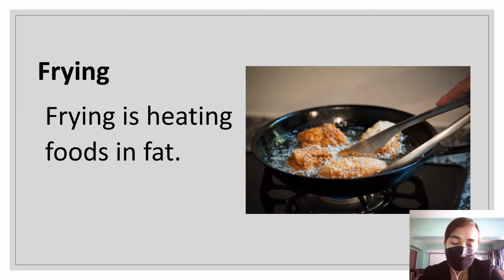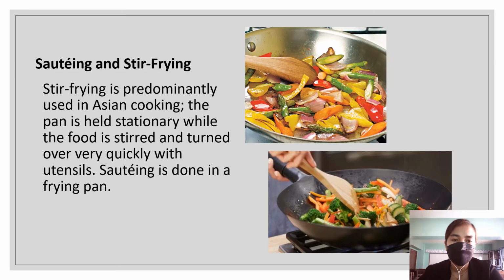So the types of frying: sauteing, stir frying, pan broiling, pan frying, and deep frying are distinguished by the amount of fat used, ranging from a thin sheet to complete submersion. Okay, next is sauteing and stir frying. These methods use the least amount of fat to heat the food. Stir frying is predominantly used in Asian cooking. The pan is held stationary while the food is stirred and turned over very quickly with a utensil.